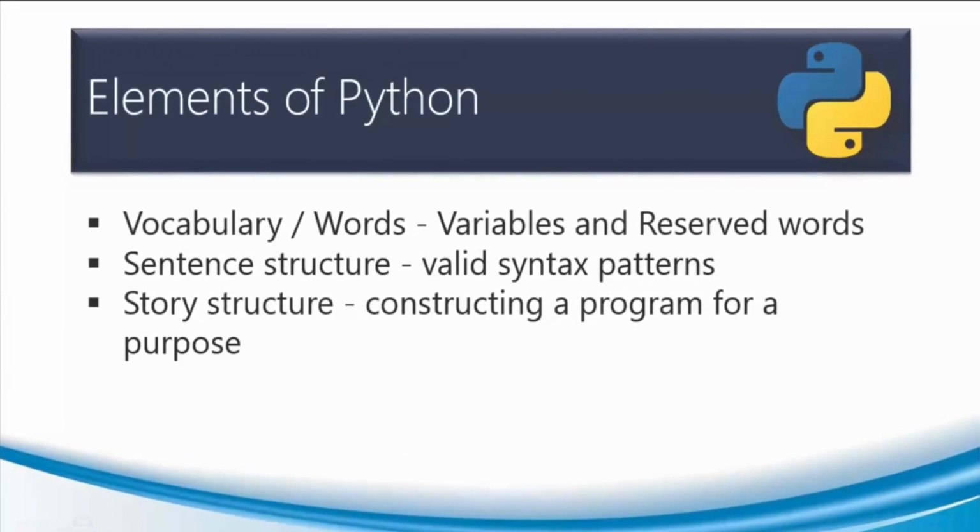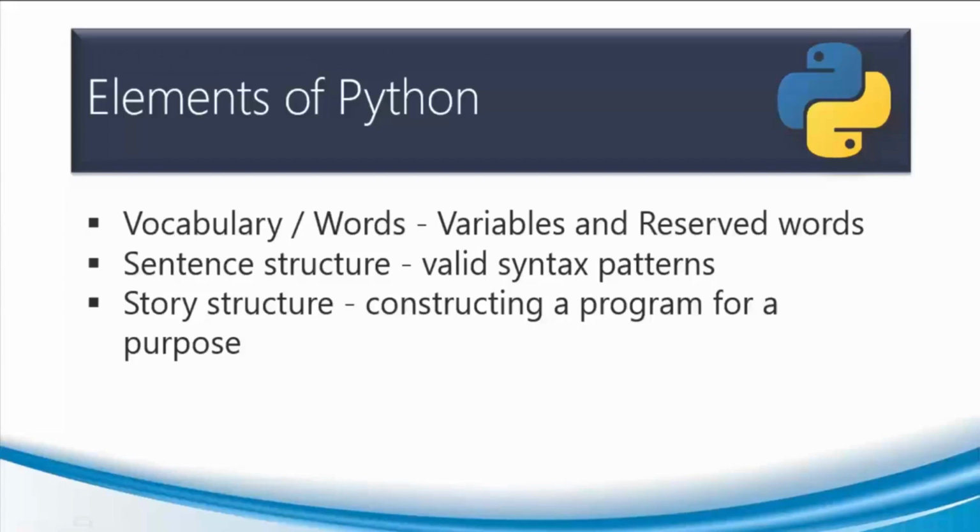Some of the elements of Python. There are 3 broad categories here. First is the vocabulary and the words. Just like any language, if you were to learn French, for instance, obviously you need to learn certain vocabulary, and as you gain more experience, your vocabulary increases. So Python uses vocabulary words and also uses variables, and certain words are reserved. For instance, you cannot use a reserved word as a variable.